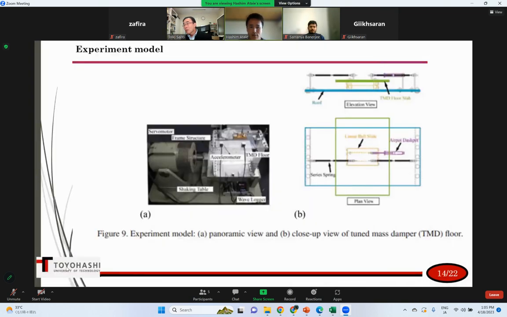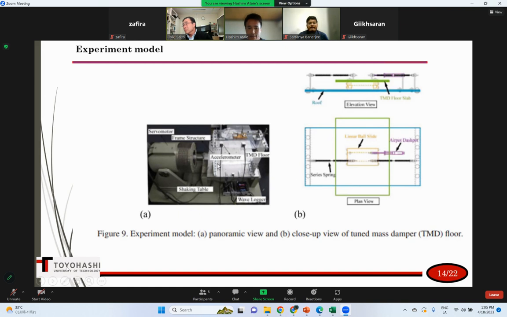And they also did an experimental model, though the pictures are not so clear. This is a very small scale frame made from plexiglass material. There is a roof, and on the roof there is a floor attached, the TMD floor. The TMD floor is attached to the frame by some springs and also a dashpot. And under this floor system are some linear ball slides.